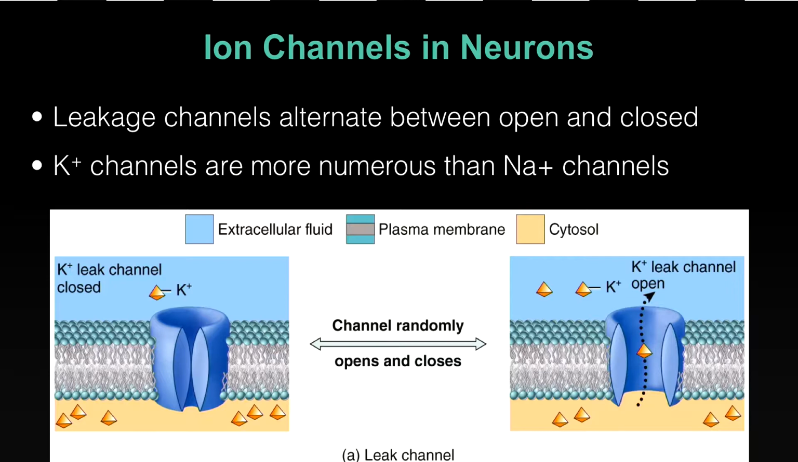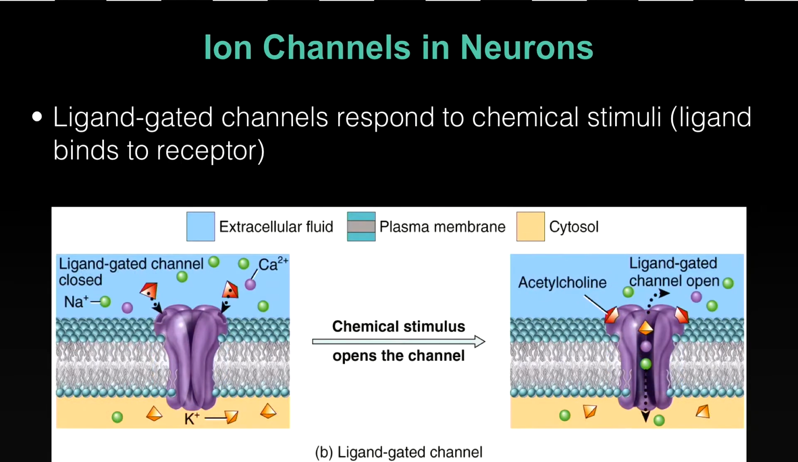And while this says they alternate between open and closed, they do, which is what allows for a trickle of flow. But they tend to do it pretty regularly, and we'll leave it at that. They randomly open and close. They allow leakage of ions through the membrane pretty regularly. So more potassium than sodium, that means there's more likelihood potassium will move out. We'll come back to that when we talk about net charge.